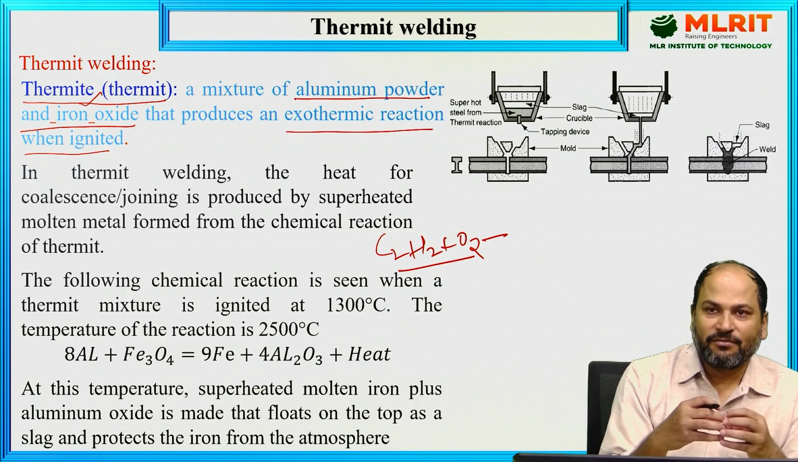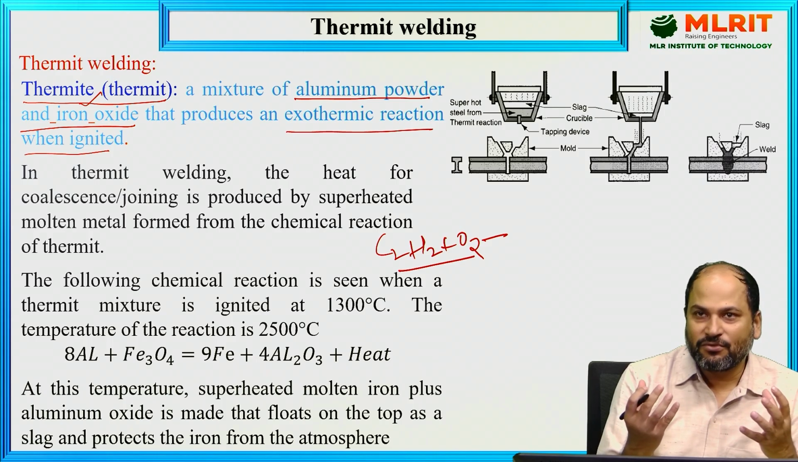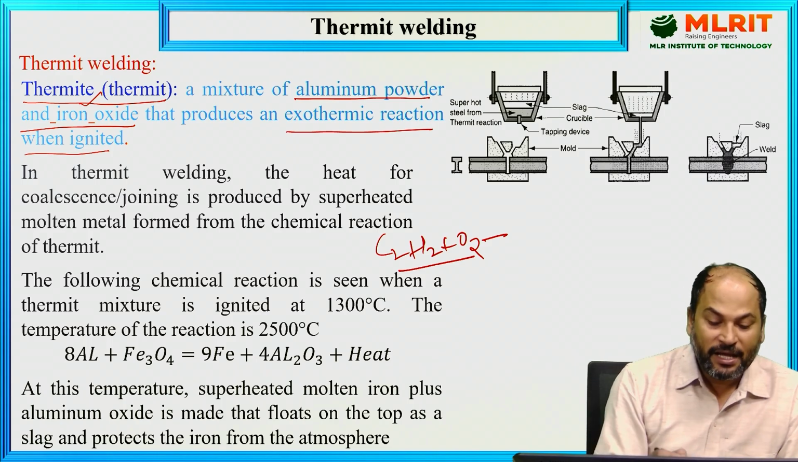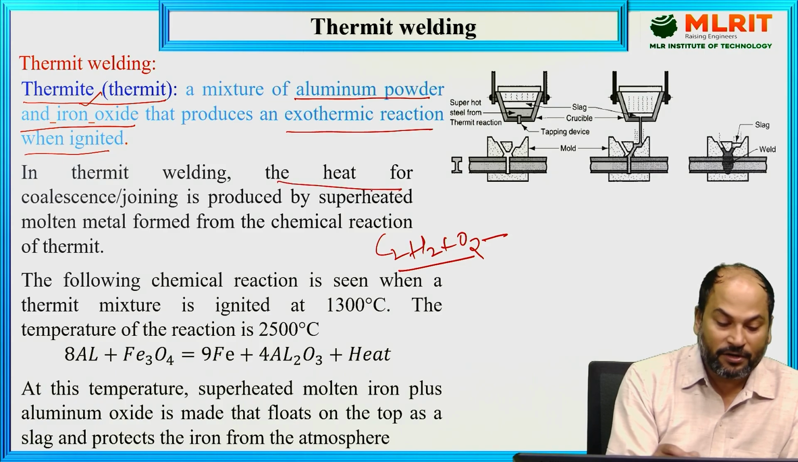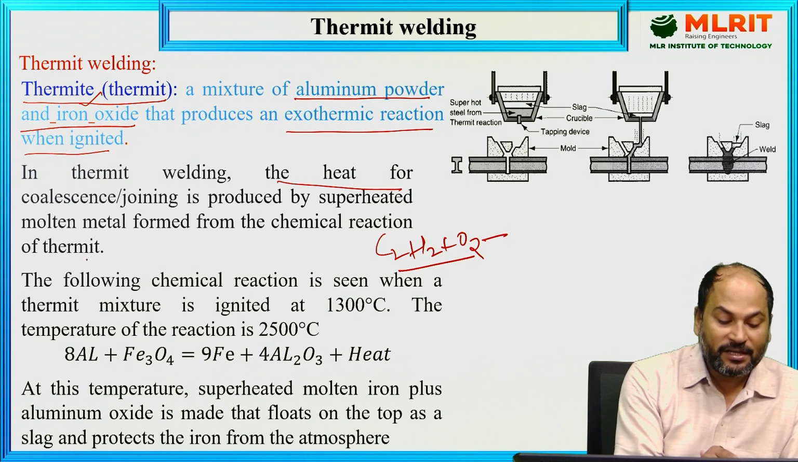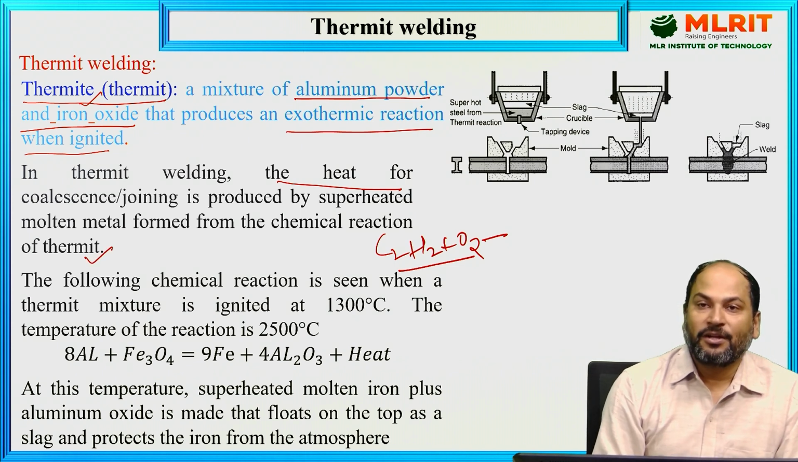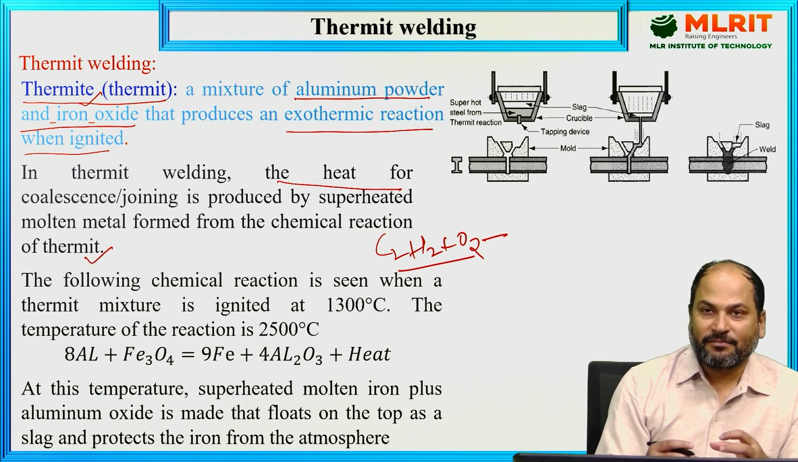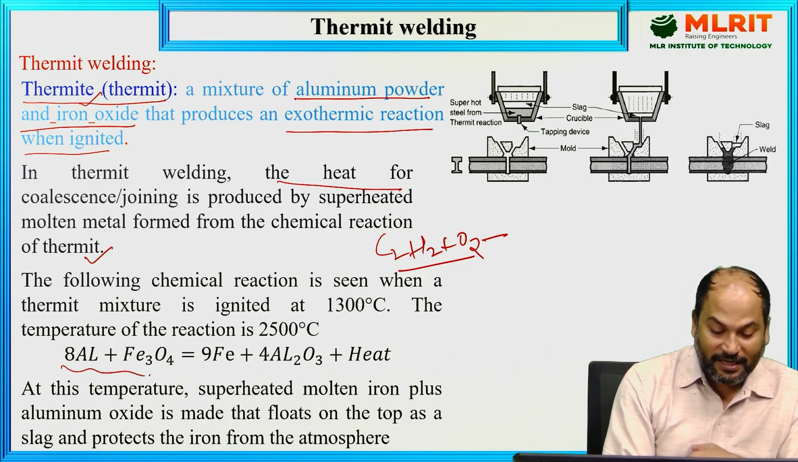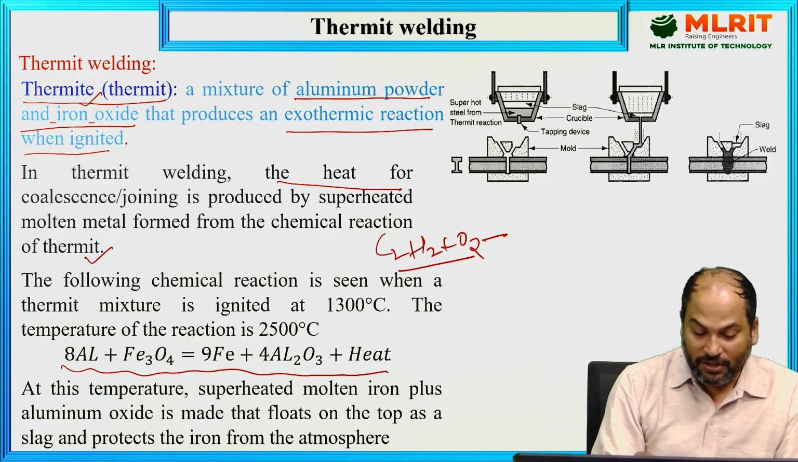Once this reaction is ignited and these two react, heat will be produced. That heat we are going to use to weld. In thermite welding, the heat for the joining is produced by superheated molten metal formed from the chemical reaction of the thermite. So whatever heat comes out because of the reaction, we are going to use for welding. This is the reaction that actually happens.